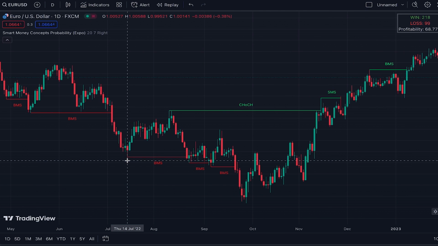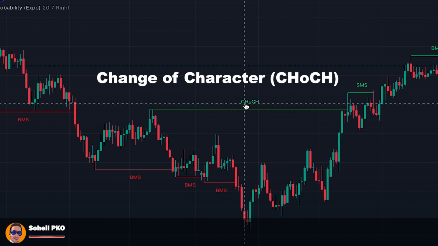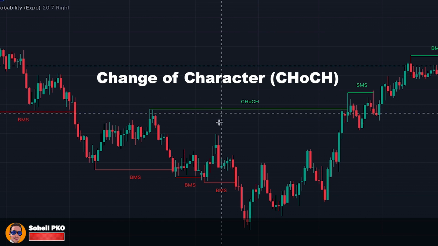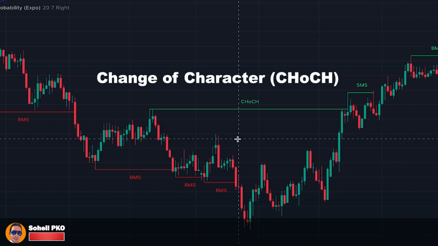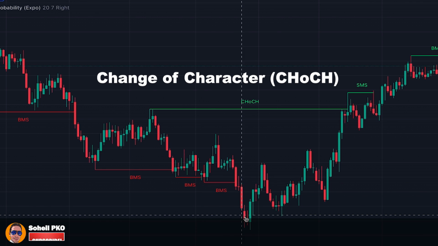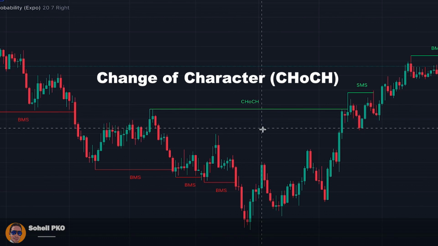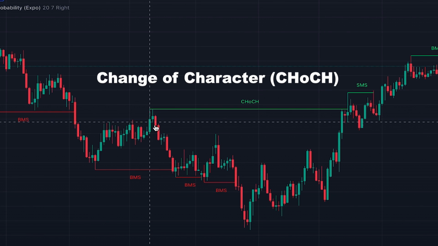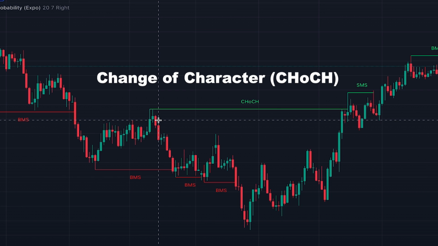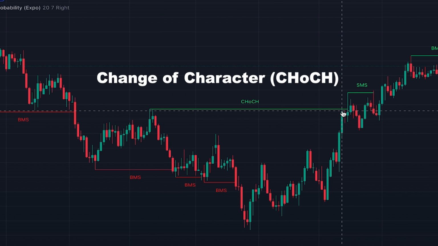And besides this, we have another important concept which is called change of character, and it's shown by CHOCH in this indicator. And it actually happens when the general structure of the market is changing. For example, here the downtrend is changing to an uptrend. Change of character happens when the price breaks the previous lower high in a downtrend, or in an uptrend, the previous higher low. This is a signal that we have a major shift between buyers' pressure and sellers' pressure, and this is a potential area for smart money flowing. So many times this is a sign of reversal.